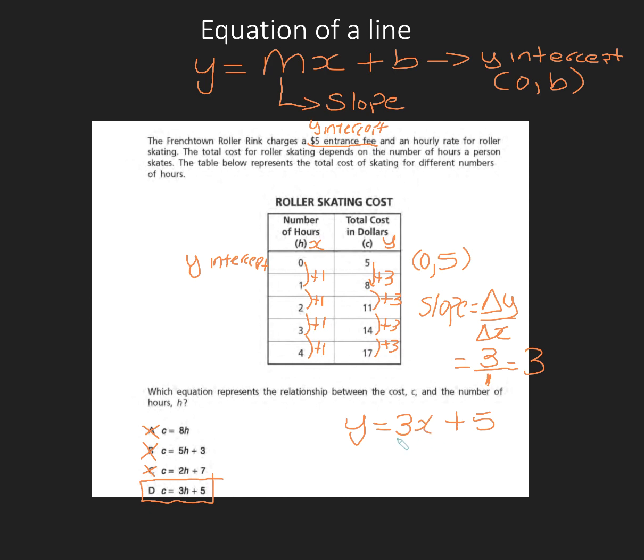Now I know they didn't use y and x, they use C. So C will represent your y, and your x is H. So you have C equals 3H plus 5. But I didn't have to do all of that. By figuring out that 5 was the y-intercept, I looked in my equations and D was the only one that had the y-intercept of 5. Then to prove that it was D, I found my slope by just looking at the pattern for the y and for the x.